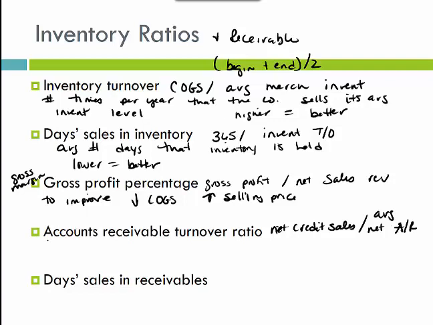So this is the number of times per year that you collect your average accounts receivable, that you collect the average amount that you have in receivables. If it's too high, that means your credit is probably too tight.